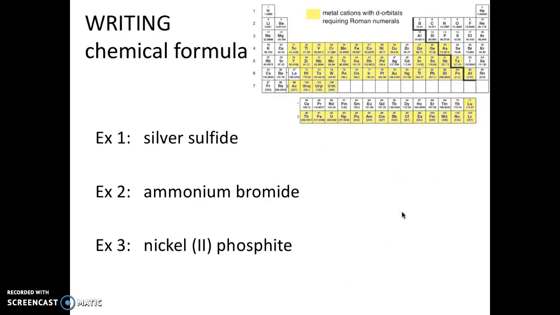Let's do some more example problems, writing chemical formulas. Starting off with example 1, this is silver sulfide. Silver is located right here and doesn't require Roman numerals, and that's why you do not see Roman numerals in the name of this compound for silver. If you look at silver, silver has a charge of +1. Remember how to find the number of valence electrons using that group numbering system.